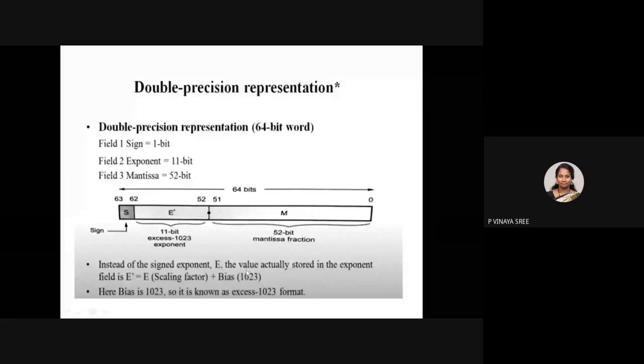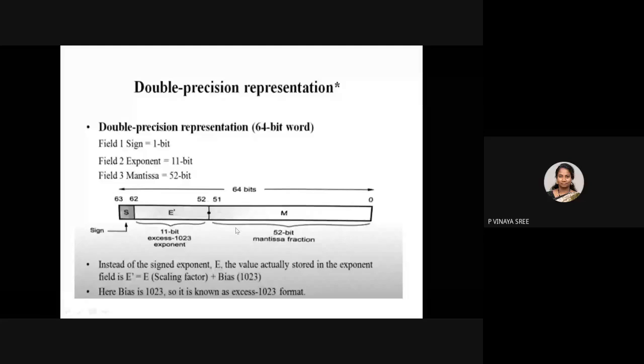Okay, so now let's take an example. This is your example: given a decimal number, convert it to binary. And the next step is normalization. After normalization, based on this format, you need to fill in this format.